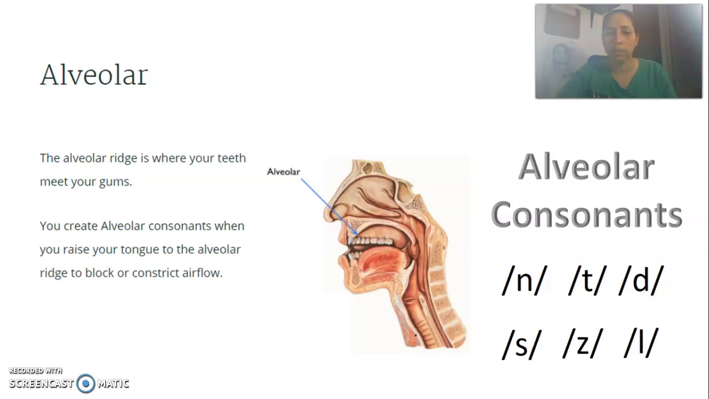All of them are alveolar, so this means that they need the alveolar ridge to be pronounced. And the alveolar ridge is the place where your teeth and your gums meet together in your mouth. To create an alveolar consonant, you have to raise your tongue to the alveolar ridge and block the airflow.